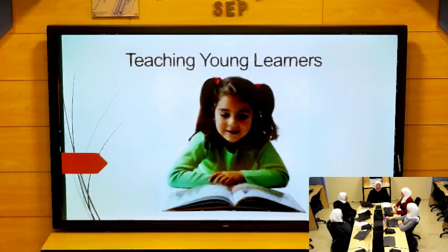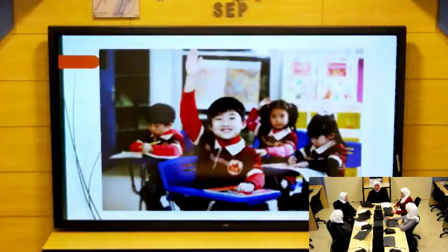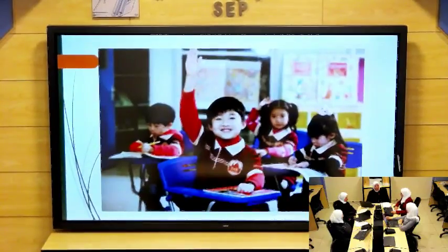Okay, now let's start with the first, the young learners. Who are young learners? Young learners are mostly considered to be aged 5 to 10 years, which means they are from grade 1 to grade 6 in our schools. Later we are going to know that these are A1 and A2.